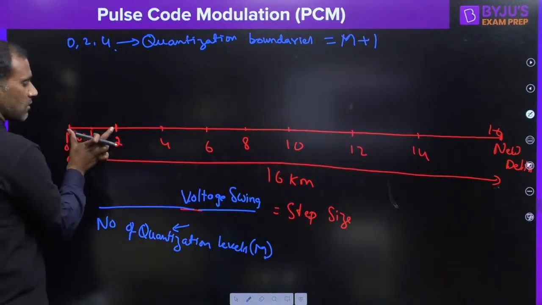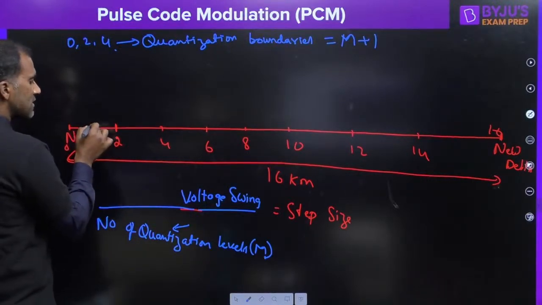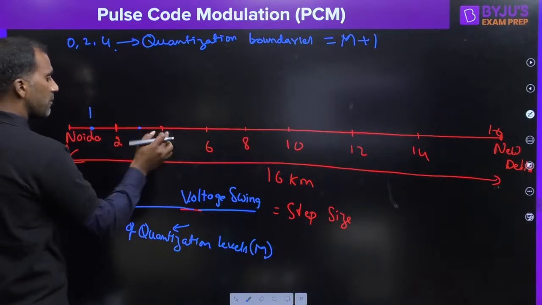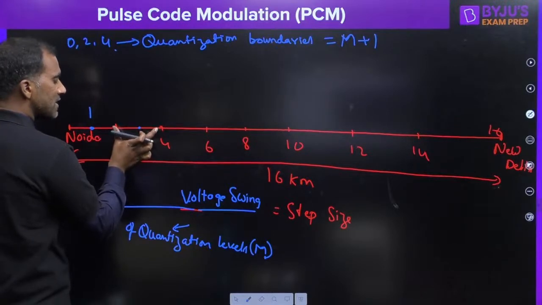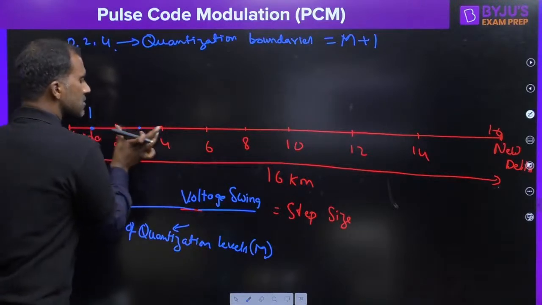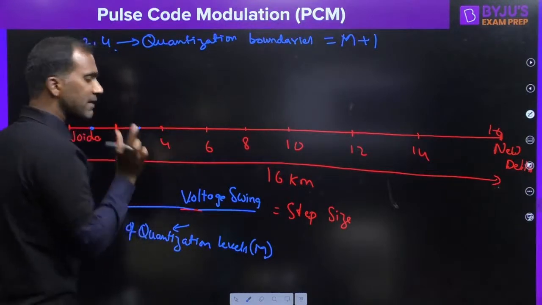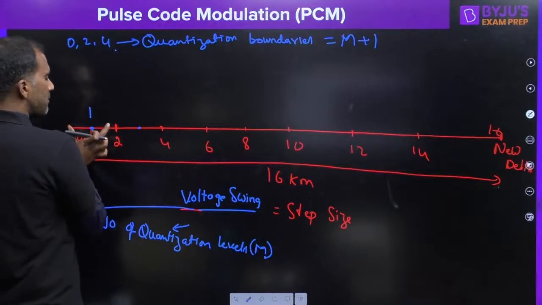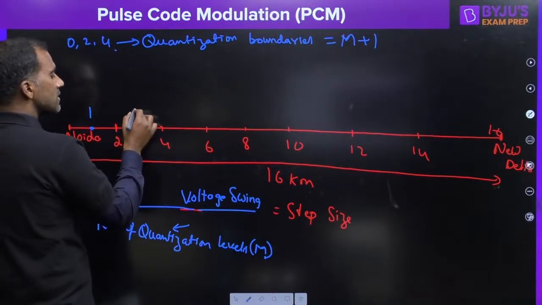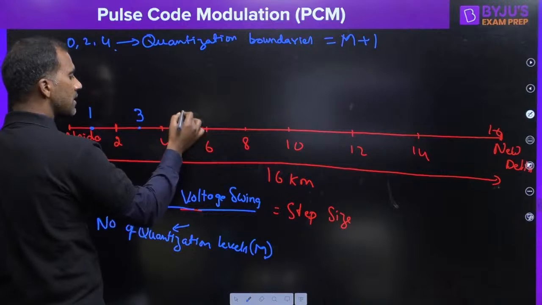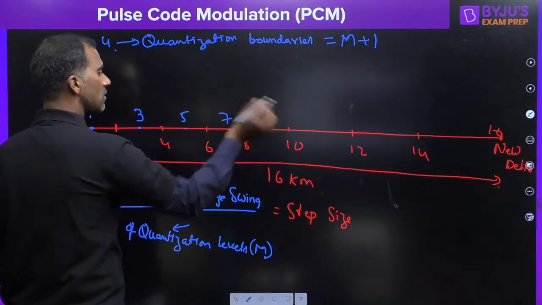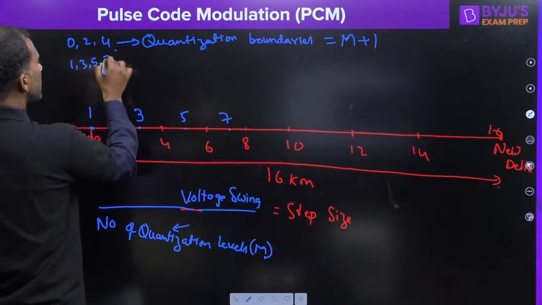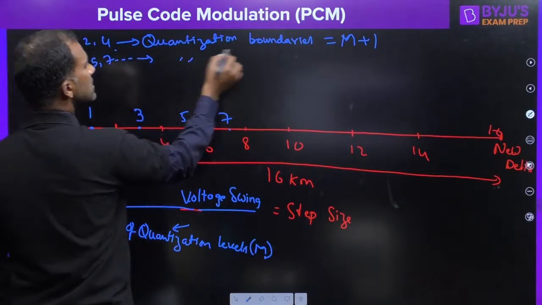So this is the first quantization region. What is the quantization level that we're going to select? 1 volt is selected as the quantization level. Next, the midpoint of the next quantization region. We call them quantization regions: between every 2 quantization boundaries, we have a quantization region. The midpoints of quantization regions, 1, 3, 5, 7, are all quantization levels.